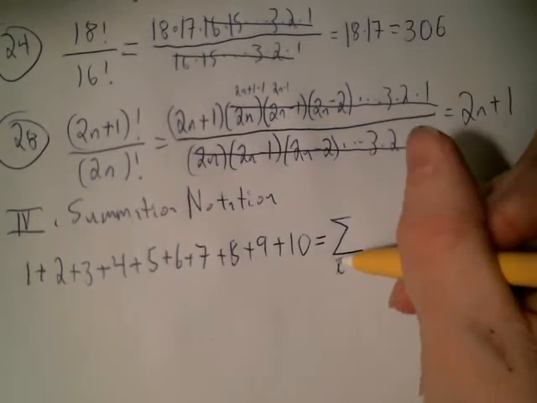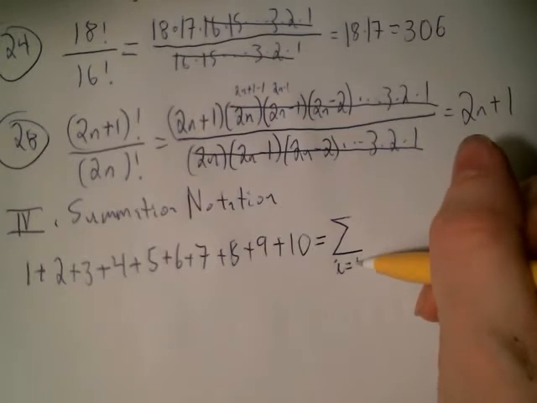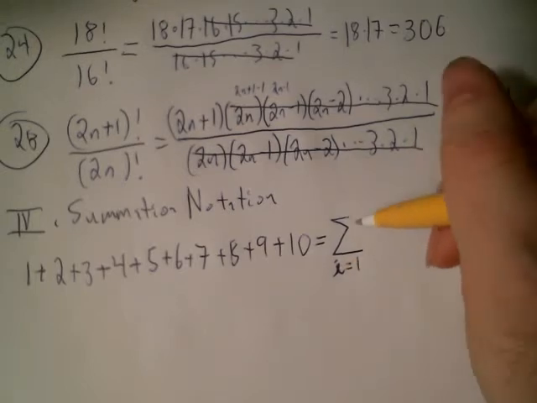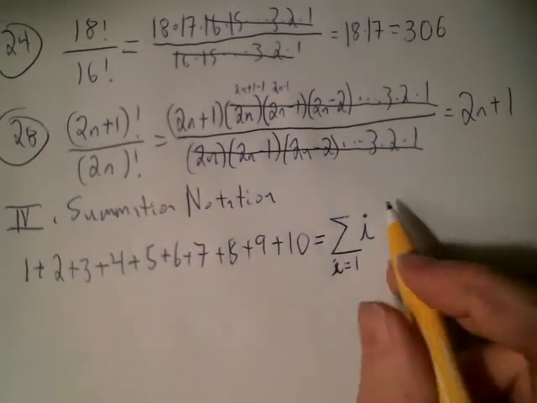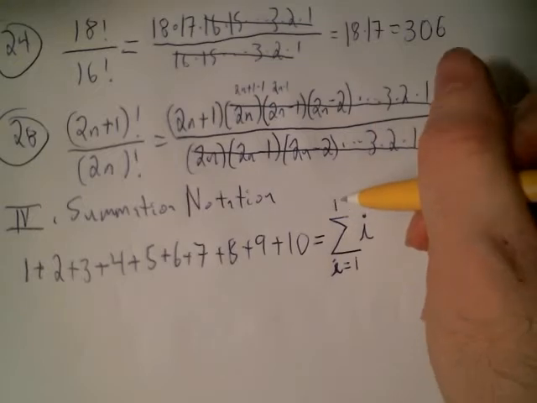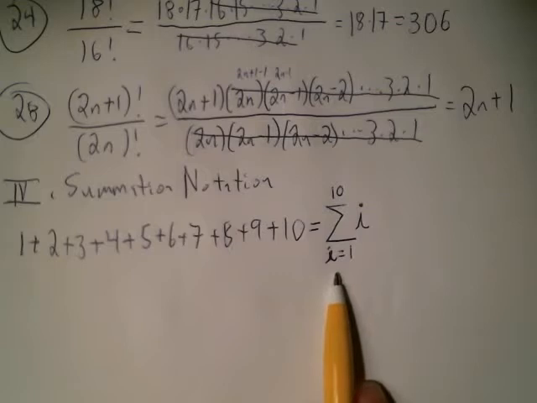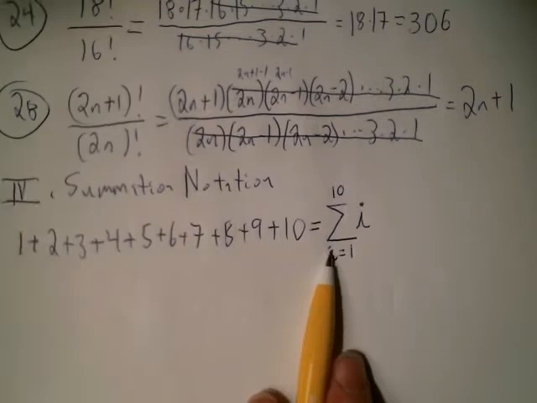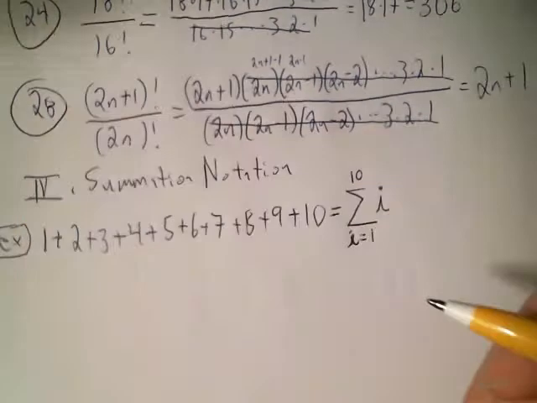And down below, you're going to put what's called the lower limit. It's basically your starting place. So we'll say we want to start at 1. And then we'll put a formula in here to produce 1, then 2, then 3, then 4. And we'll go all the way up to 10. And this symbol is actually the same as this thing right here. Okay? Let's look at another example. This is just an example.